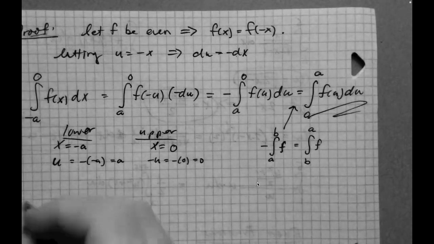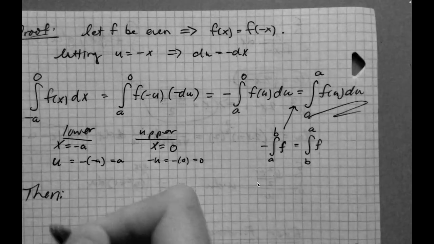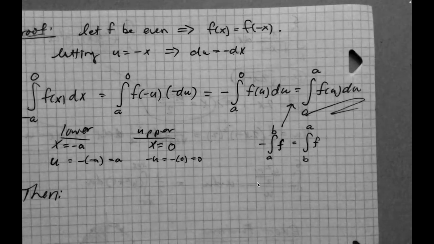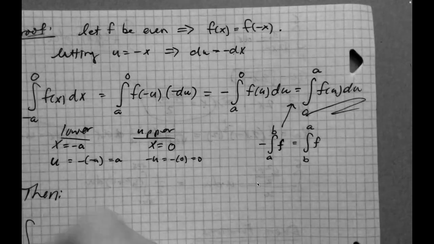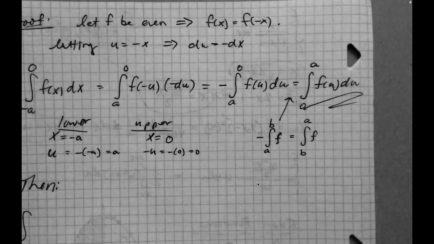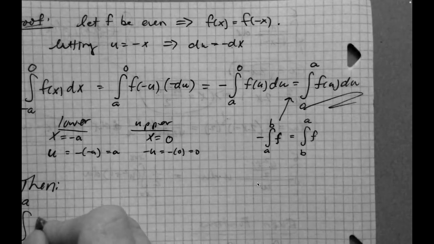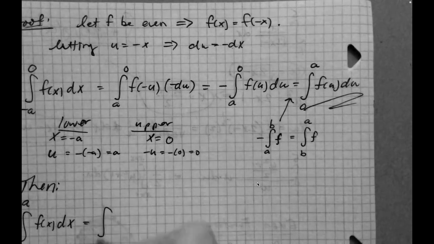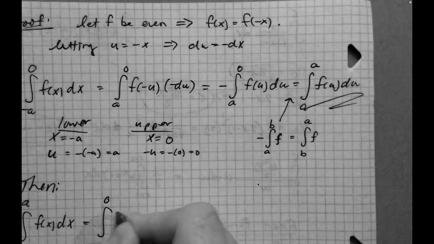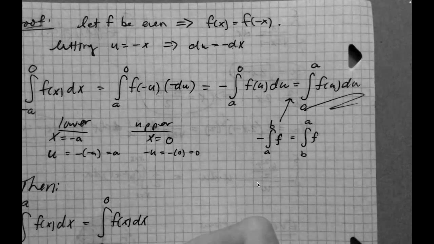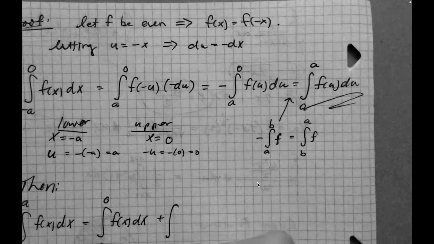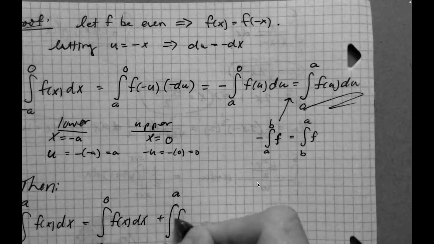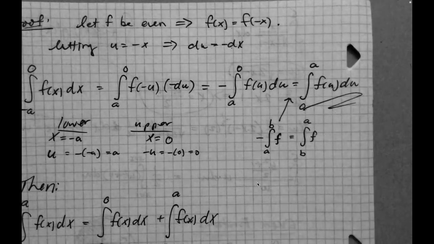All right. So then what I want to do is consider this. The integral from negative a up to a of f of x dx is equal to the integral from negative a to 0 of f of x dx plus the integral from 0 up to a of f of x dx, right? So we've got that piece there.